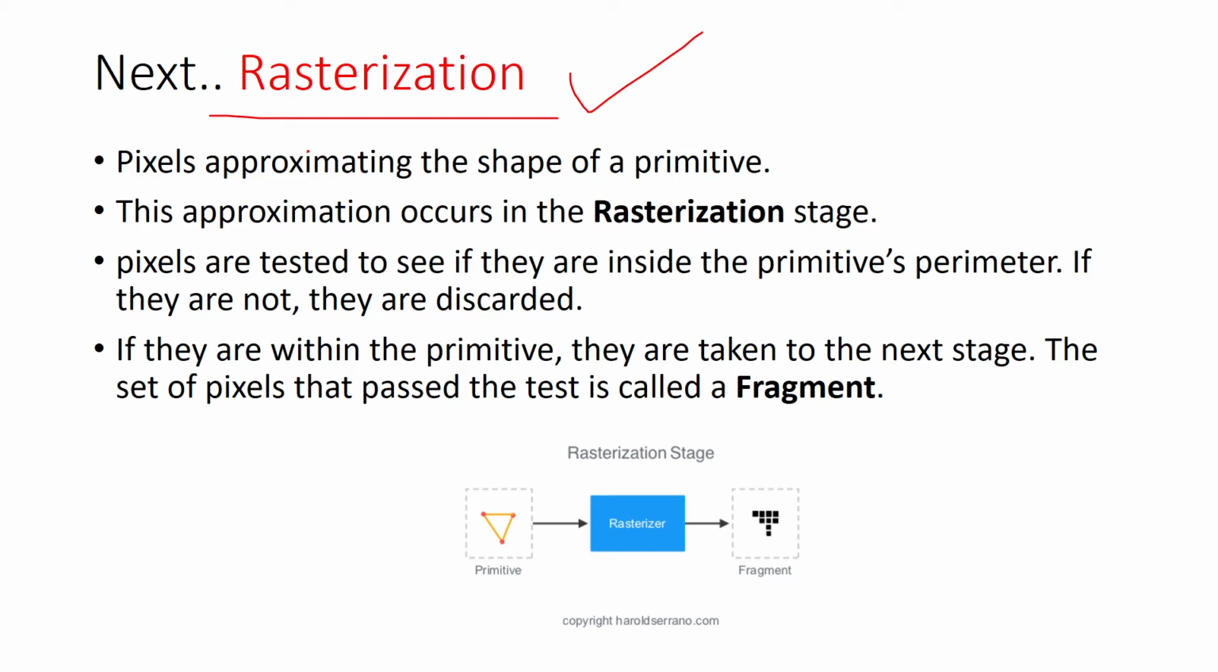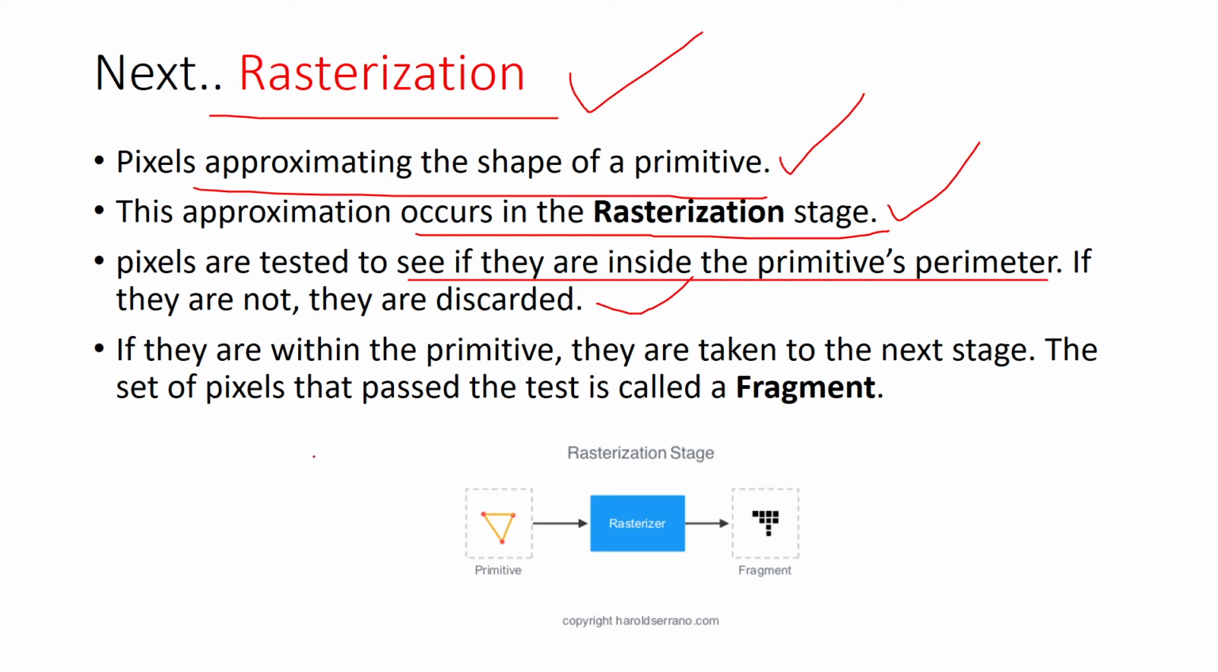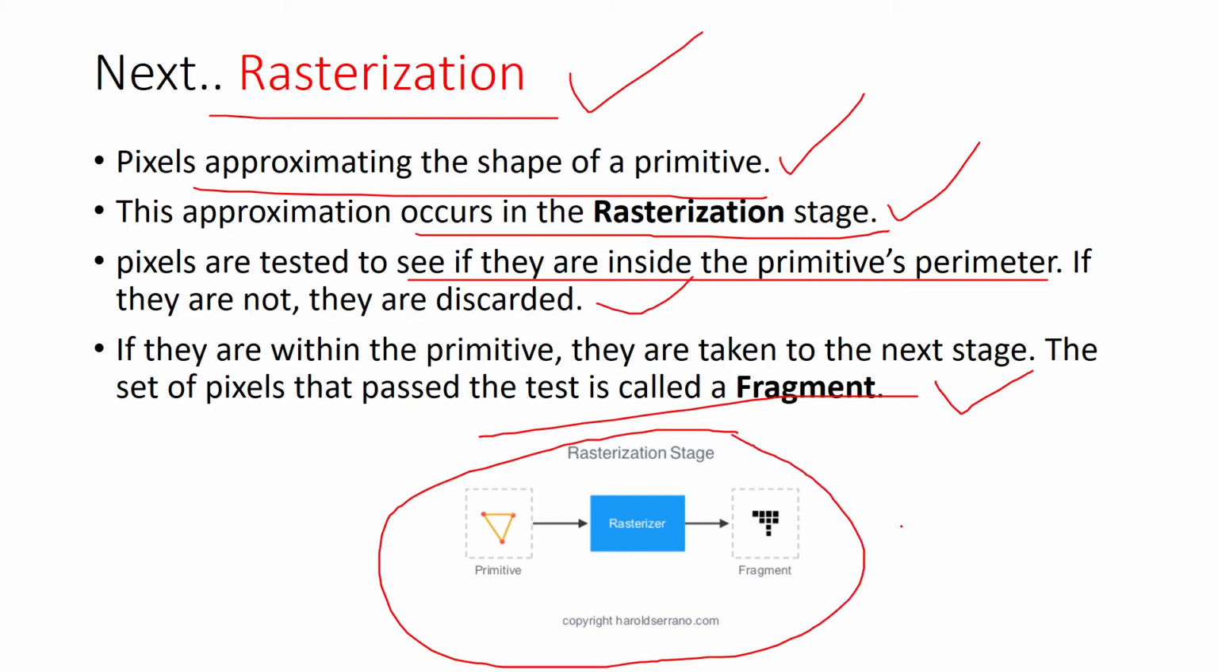Next, rasterization. Pixels approximating the shape of a primitive. This approximation occurs in the rasterization stage. Pixels are tested to see if they are inside the primitive's perimeter. If they are not, they are discarded. If they are within the primitive, they are taken to the next stage. The set of pixels that pass the test is called a fragment.